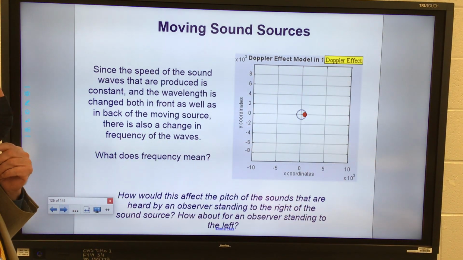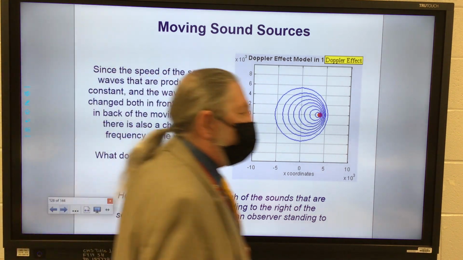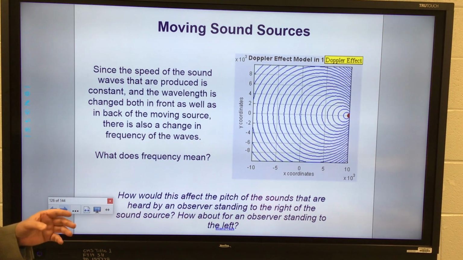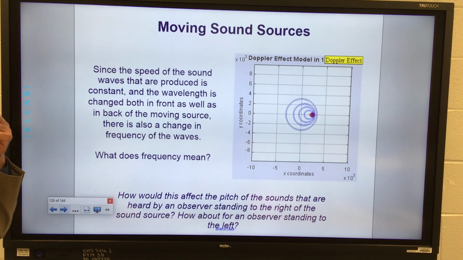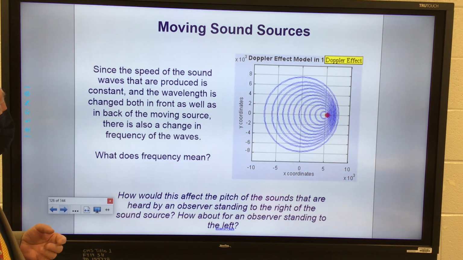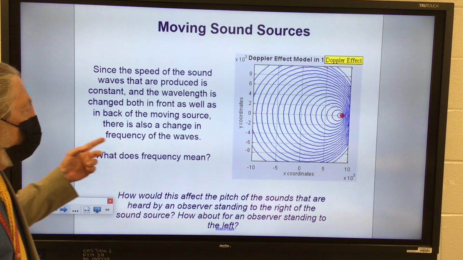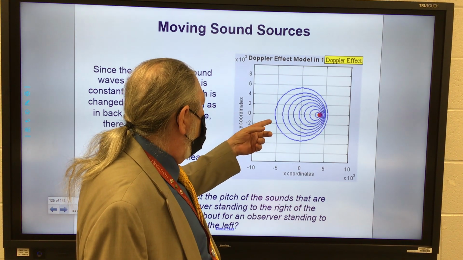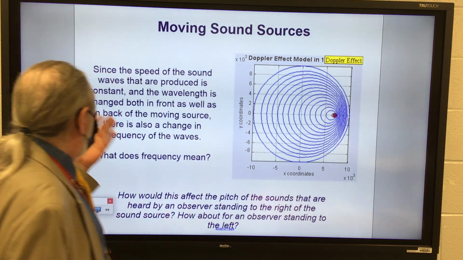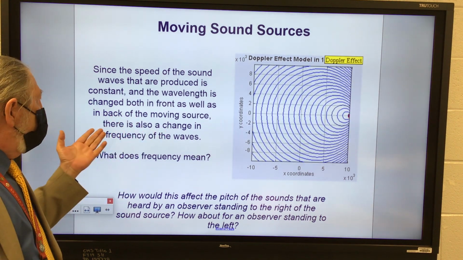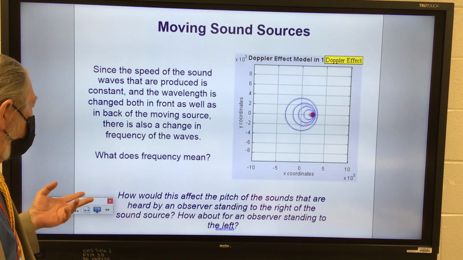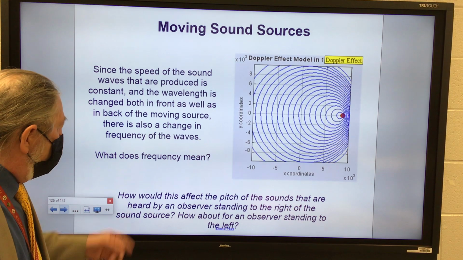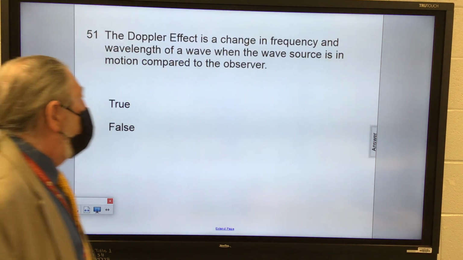Okay, so let's move on here. So again, the moving sound sources. Talk a little bit more about that. Since the speed of the sound waves that are produced is constant, the wavelength is changed both in front as well as in the back of the moving source. You see that they get larger as they go away, right? Look here, they get larger. As well as in back of the moving source, there's also a change in the frequency of the wave. So what does the frequency mean? Well, let's find out here. How would this affect the pitch of the sounds that are heard? Well, let's find out.